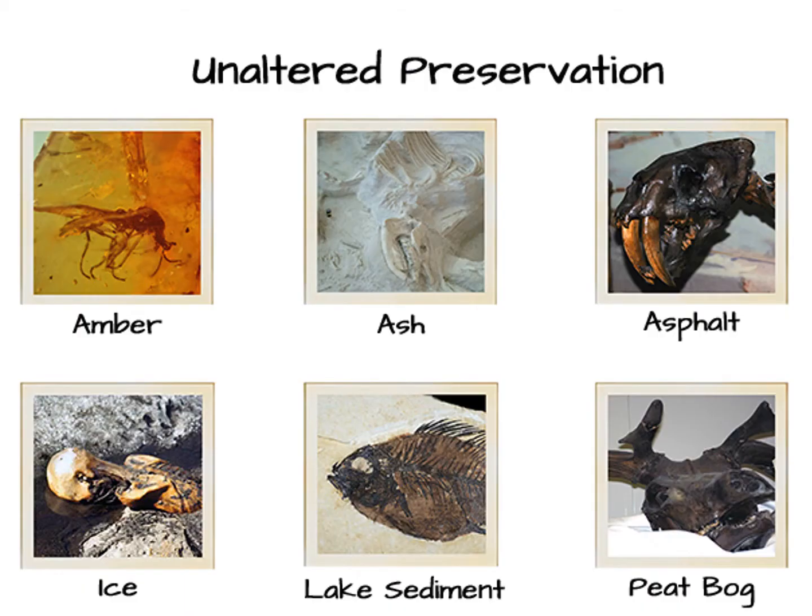So some of the types of fossilization that we're going to look at is this notion of unaltered preservation. This is when it occurs so quickly that you don't have much degradation in the specimen itself. We're going to look at amber fossils, ash fall fossils, and asphalt fossils, as well as ice fossils, which is a misnomer because ice fossils are actually not fossils. They are just very well preserved. We'll look at lake sediment fossils as well as peat bog fossils.